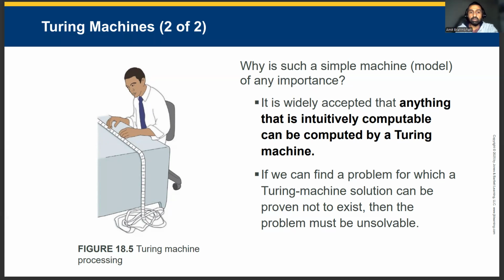Conversely, if we can prove that no Turing machine algorithm exists for a particular problem, then that problem is unsolvable by any computer. This insight allows researchers to classify problems not just by difficulty, but by fundamental computability. The Turing machine serves as the theoretical yardstick for what computers can and cannot achieve.